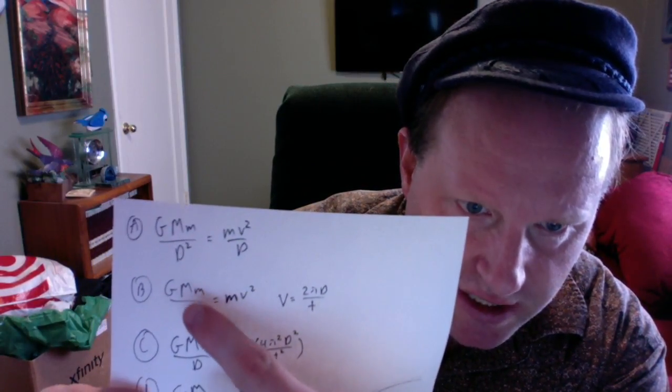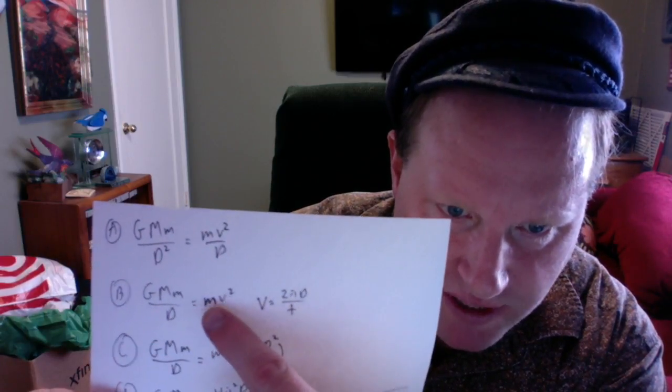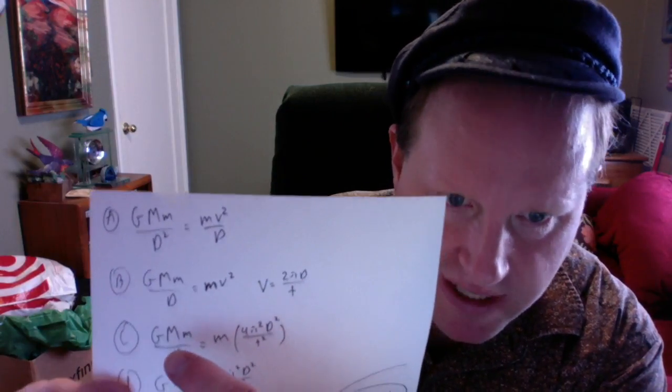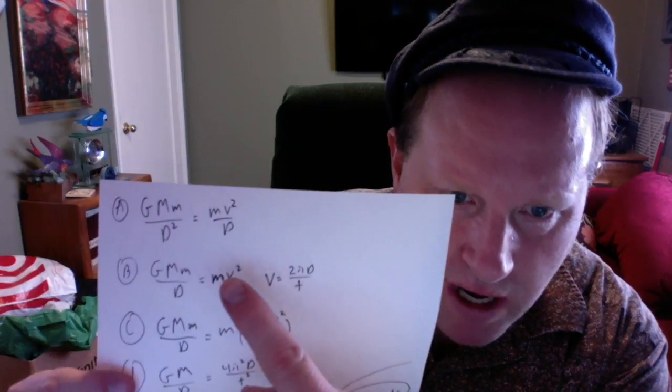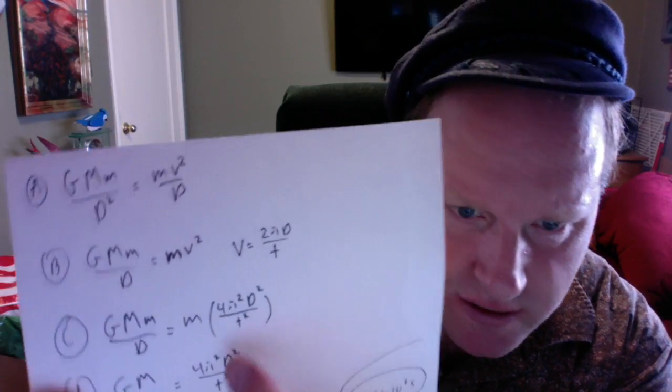This is just G times uppercase M times lowercase m over d is equal to m v squared. So I just canceled the 1 over d on both sides. Plug this v over here, square it, and I get 4 pi squared d squared over t squared. Hope you can see that.